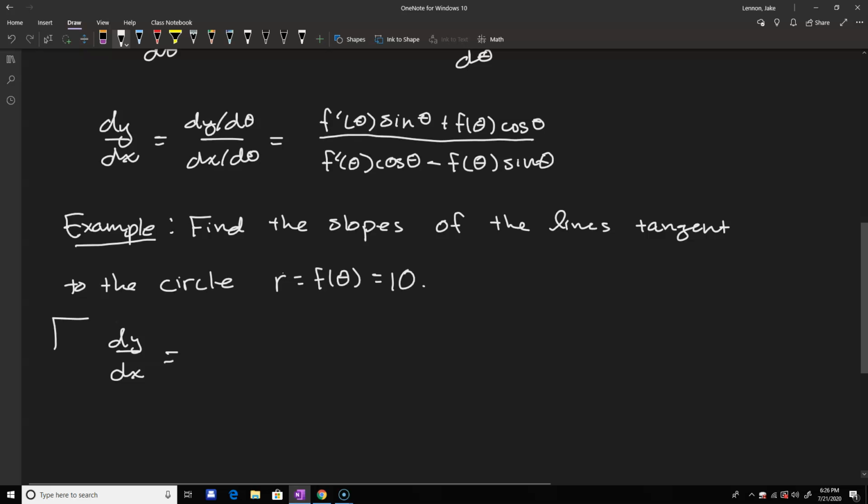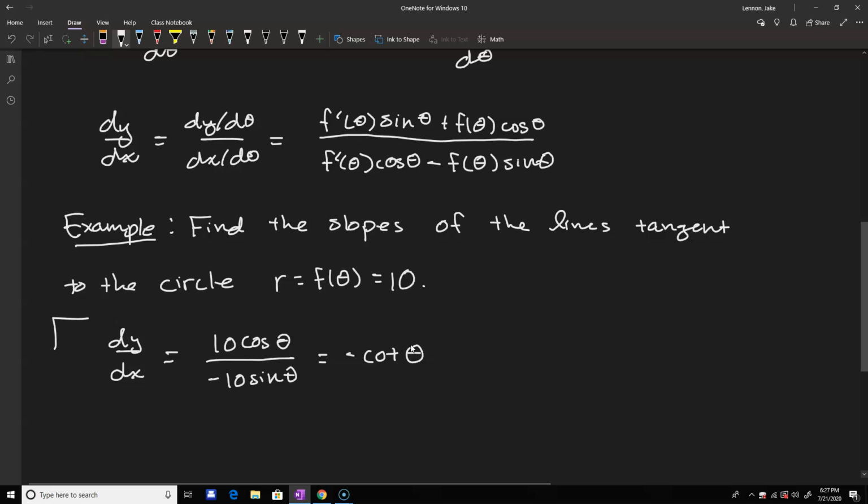So we're just going to get the f of theta cosine theta, so that's going to be 10 times the cosine of theta over negative 10 times the sine of theta. And that's it. The 10's both cancel, 10 over 10 is 1, so we can just write this as negative cotangent of theta. And that represents the family of all of our tangent lines to the circle. Whenever you plug in a particular theta value, it's going to give you the tangent slope at that moment.